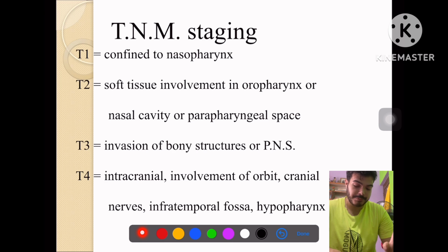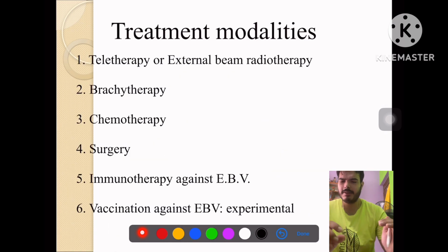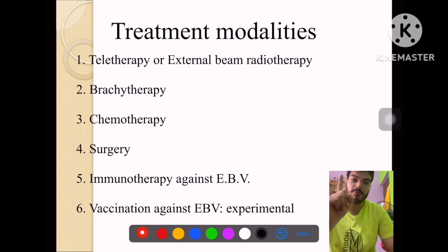Now let's come to the treatment of NPC. How will you treat a patient of NPC? What do you think? If I have to treat a patient of NPC, will I go for surgery first? No. The first modality is radiation. So you'll go for radiotherapy, and what you'll do is go for external beam therapy.